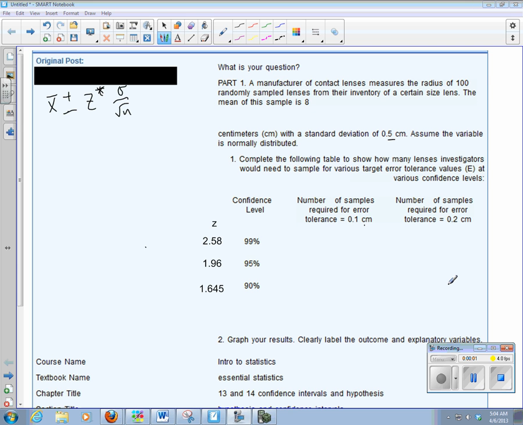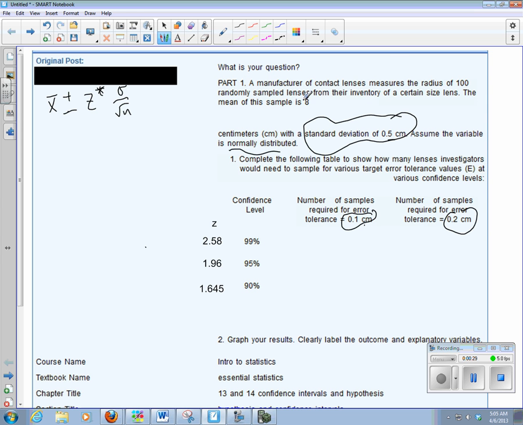So I'm going to try to walk you through a couple of these and let you finish the rest. What we're trying to do is figure out the sample size. How big a sample do I need to take to stay within these margins of error, to stay within these tolerances? They're telling us this is a normal distribution. Assume it's normally distributed. They told us the population standard deviation, so that allows me to use z-scores.